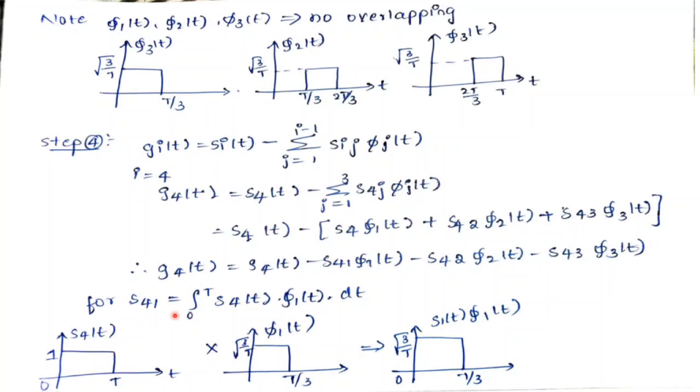So S41 is given as the integral from 0 to T of S4 of t into phi 1 of t into dt. So we have to multiply this S4 graph with phi 1 of t. S4 of t is given as 1 from 0 to T by 3, and phi 1 is root 3 by T from 0 to T by 3. After multiplying these two, we get the integral from 0 to T by 3, that is S4 of t into phi 1 of t.